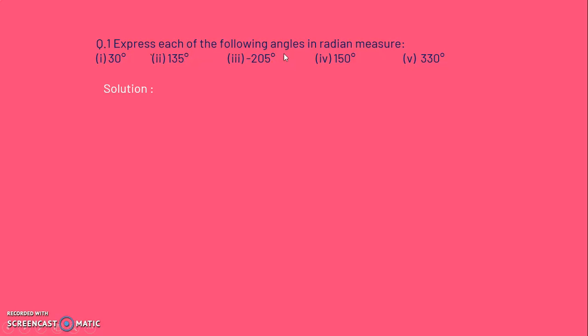Question number 1 is: express each of the following angles in radian measure: 30 degree, 135 degree, minus 205 degree, 150 degree, 330 degree. To convert these degree measures to radian measures, there is a simple step: we multiply the degrees by pi by 180. If we multiply 30 degree by pi by 180 and cancel 30 and 180 with the table of 6, we get pi by 6 radians. Don't forget to mention radians in the answer.